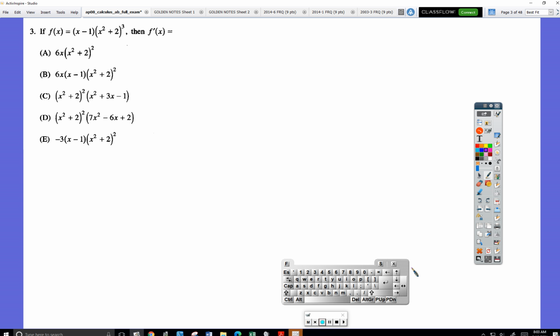So f prime is going to equal the second of the two multiplying functions multiplied by the derivative of the first. The derivative of the first is simply 1, plus the first of the two multiplying functions multiplied by the derivative of the second, like that.